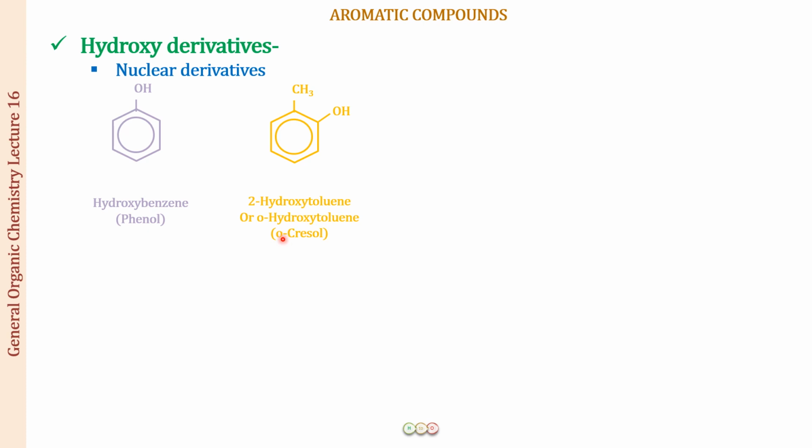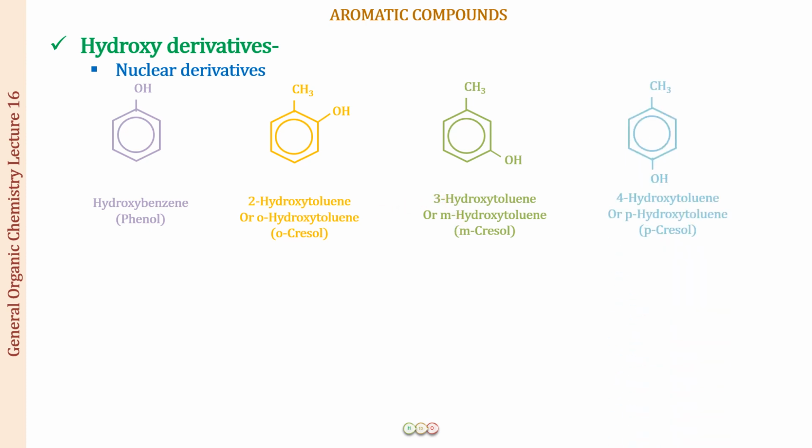So when a CH3 group and an OH group are present together, the common name is cresol. It is a 1-2 position, so it is going to be orthocresol. The next we have is metacresol, 3-hydroxytoluene or metahydroxytoluene, and then we have 4-hydroxytoluene, parahydroxytoluene or paracresol. All right, I hope this is clear now.